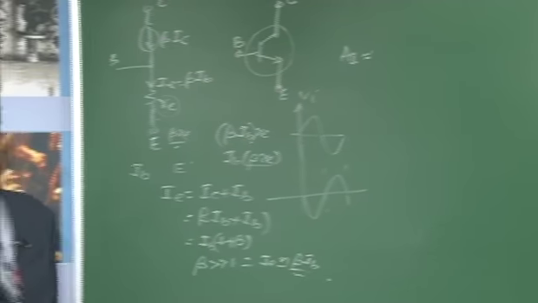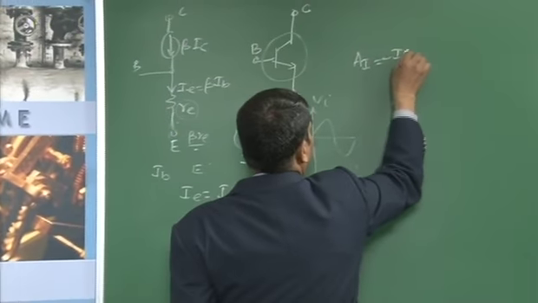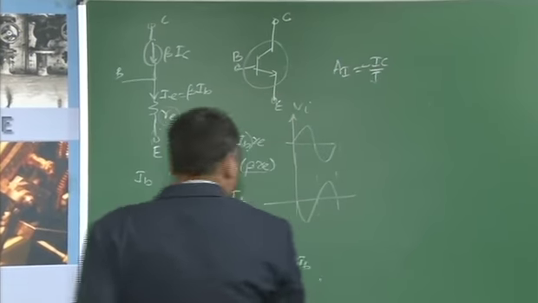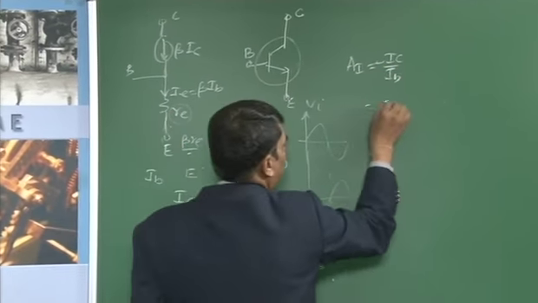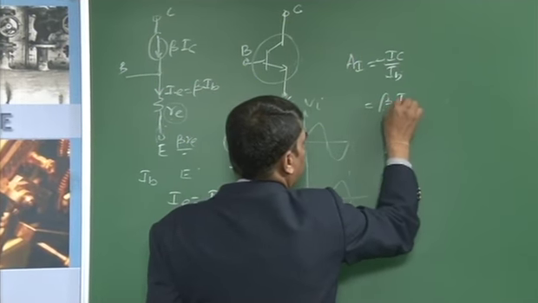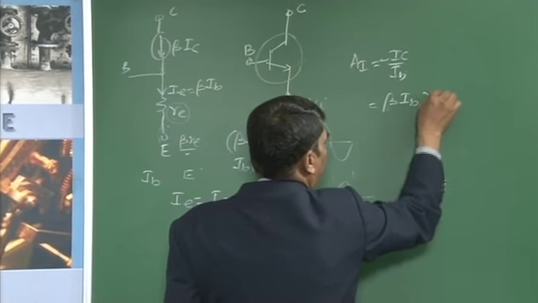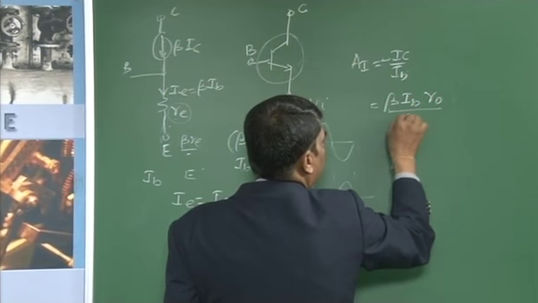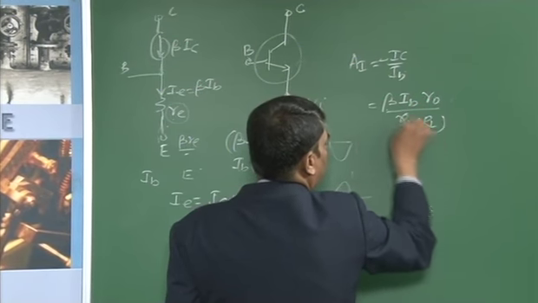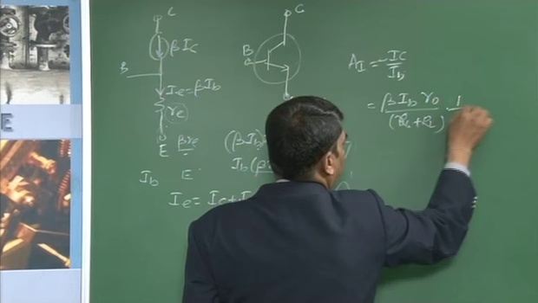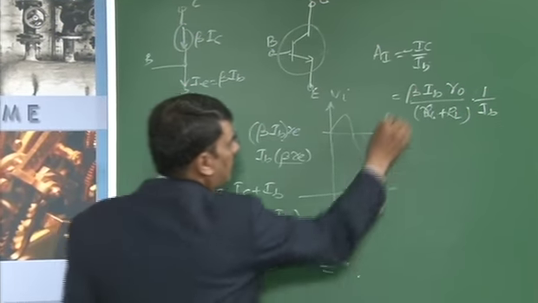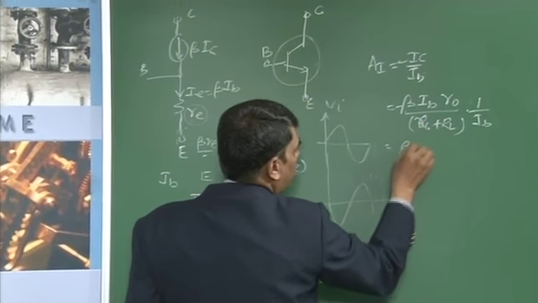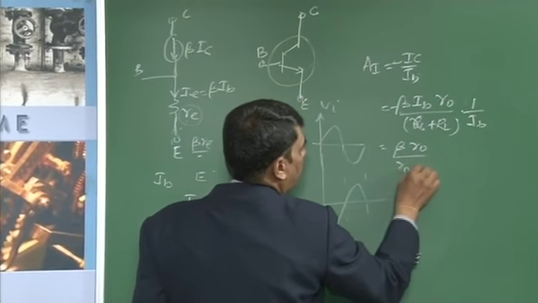Hence the current gain AI is given by minus IC by IB. From the figure, this is beta times IB times R naught divided by R naught plus RL, divided by IB. Hence, the current gain AI is equal to beta times R naught divided by R naught plus RL.